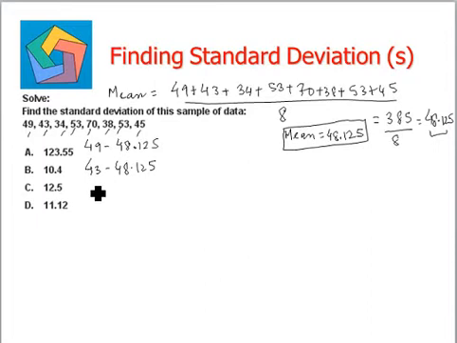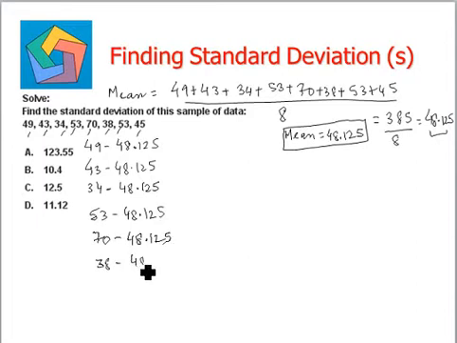We'll first write down all the numbers like this and then calculate one by one and then square them up, whatever the difference we get. So let's list all of them. 70 minus the mean, then 38 minus the mean, 53, and then finally we have 45. Now we'll start subtracting one by one.